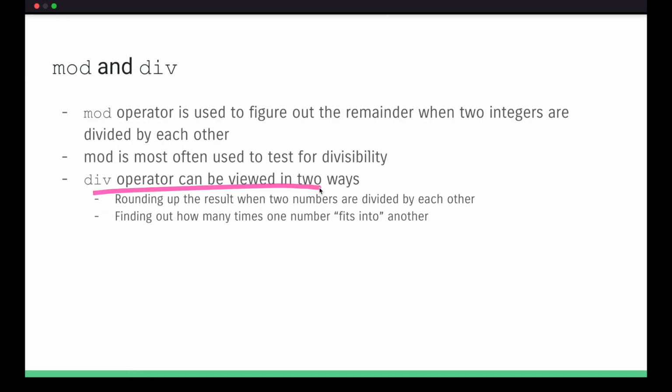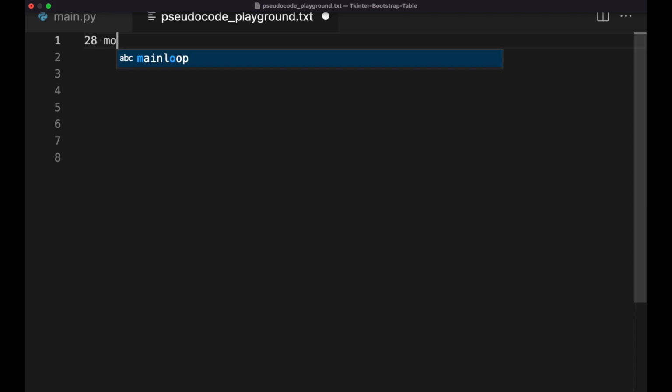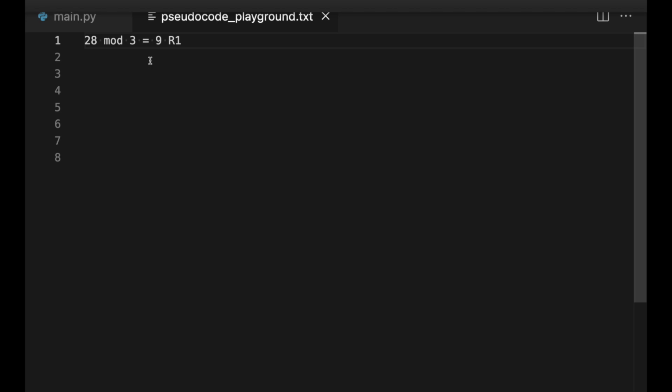Now, the div operator can be viewed in two ways. You can view it as rounding down the result when two numbers are divided by each other, and finding out how many times one number fits into another. So basically, previously when we did 28 mod 3, we had 9 remainder 1, okay? So 28 mod 3 equaled, sorry, this doesn't equal 9 remainder 1, this equals 1, because 28 divided by 3 equals 9 remainder 1.